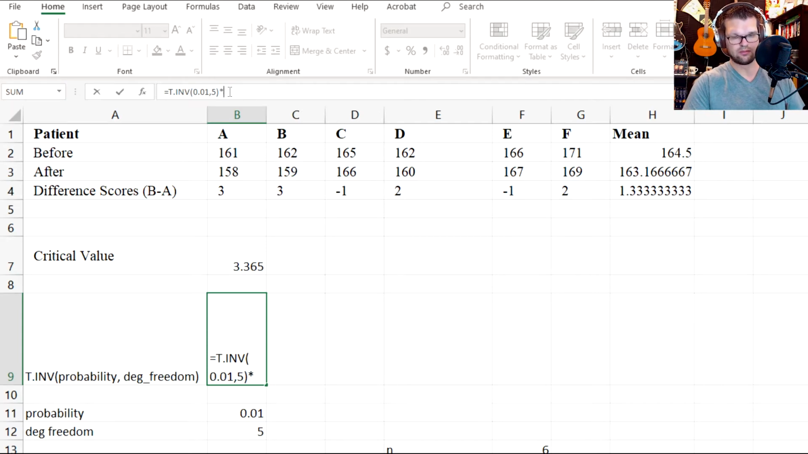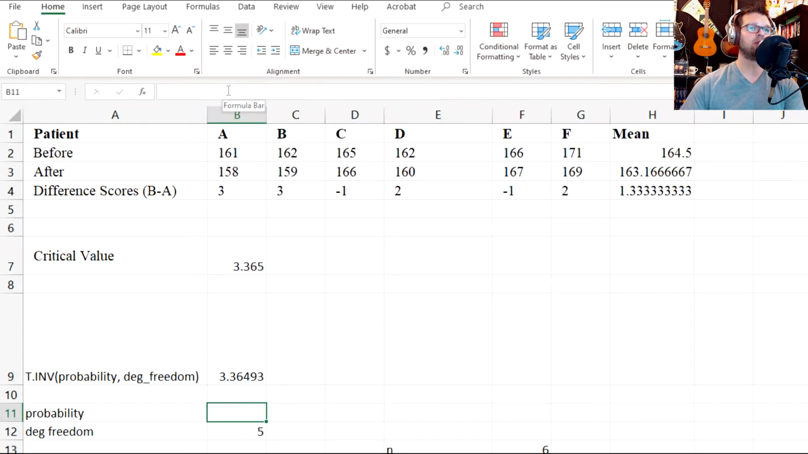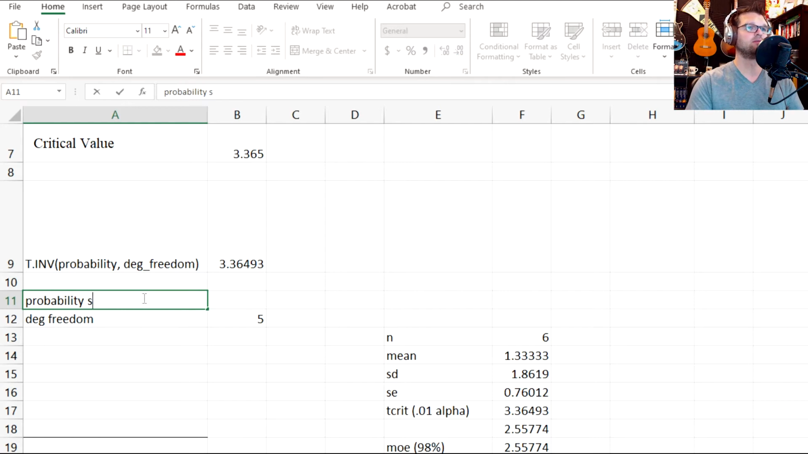okay, and so this will give you the critical value of an upper tail test. So the previous one gave you a critical value of a lower tail test. Okay, and so coming down here, like I said, the probability that it was asking for was 0.01, which is the same as alpha.